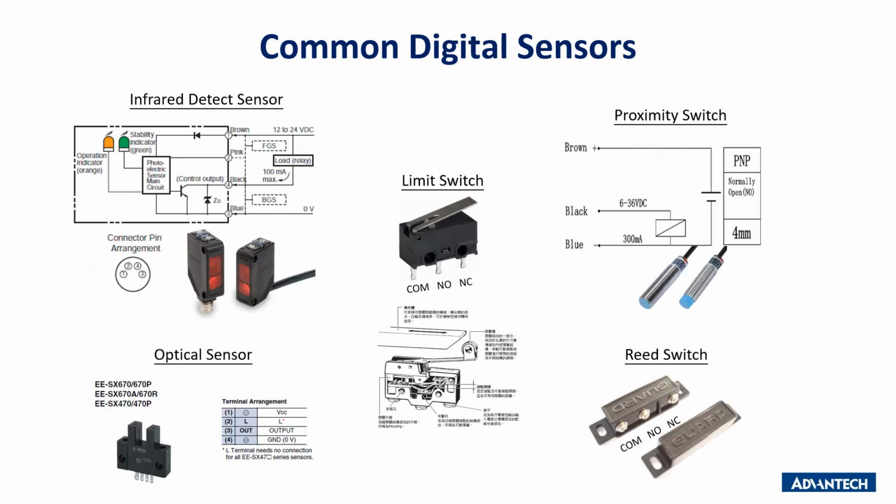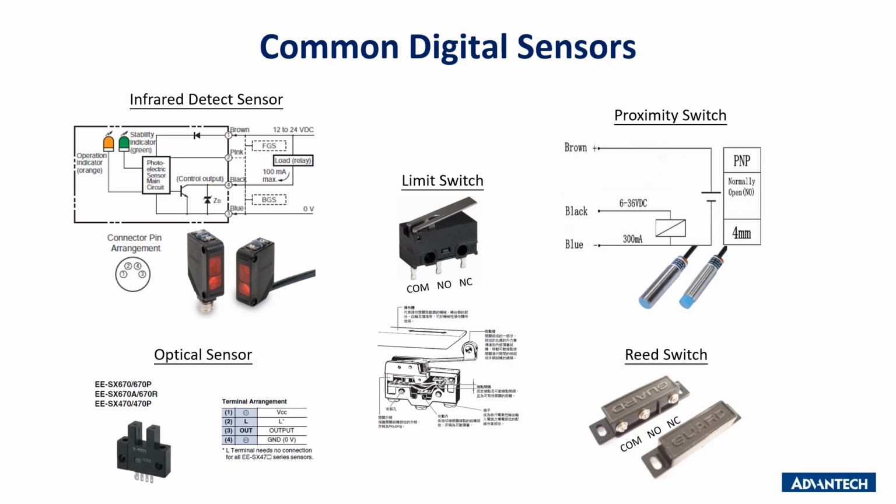In this page, there are some digital sensors. Digital sensors usually only have two working statuses, like on and off. For example, the infrared detect sensor and optical sensor. They both have a sending part and a receiving part. If some object covers the space between these two parts, the sensor will output the on signal. On the contrary, it will output the off signal.